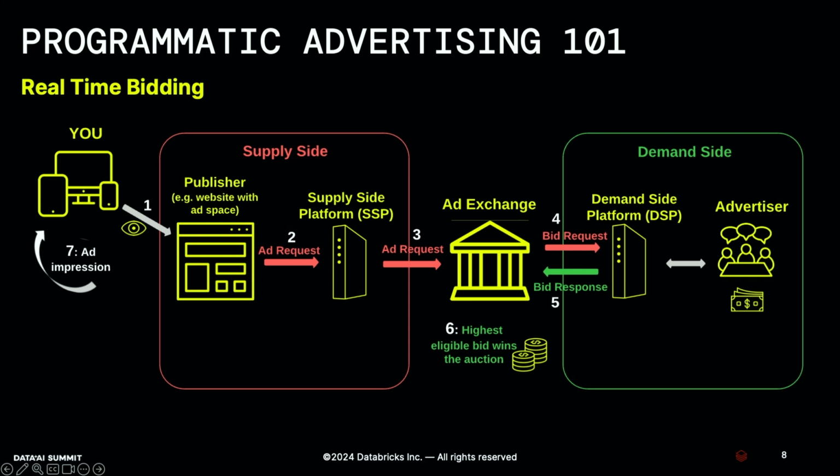In step 5, the DSPs reply by sending bid response messages to the exchange. And in step 6, the exchange selects the highest eligible bid as the winner of the auction. The winning ad is then served to your device in step 7, resulting in an ad impression.